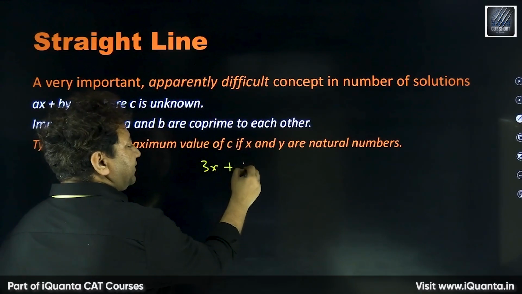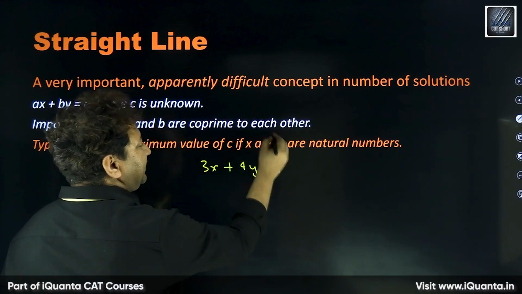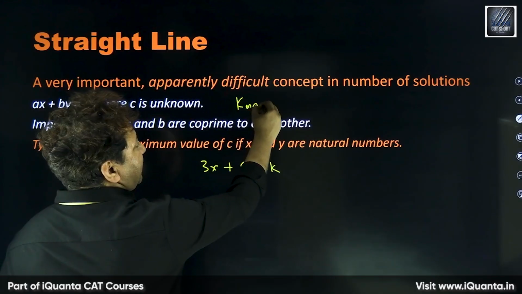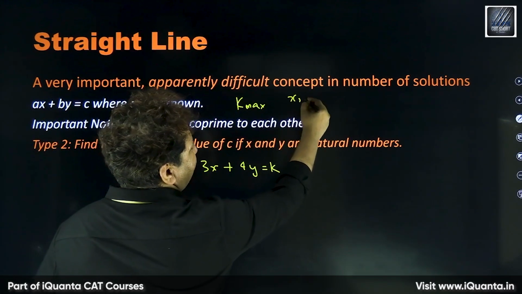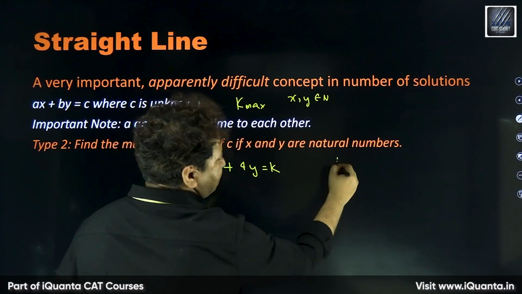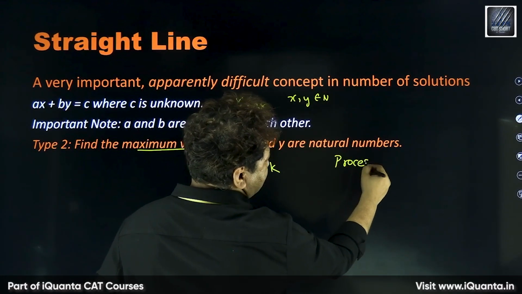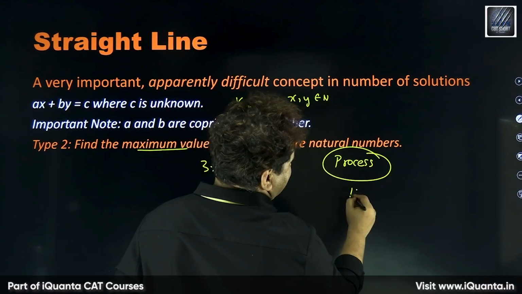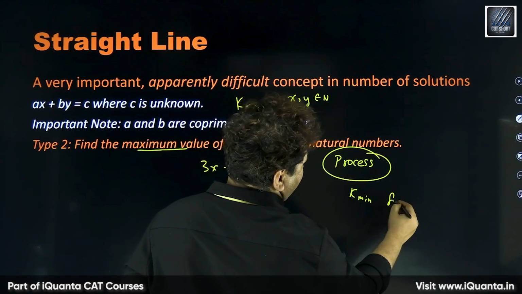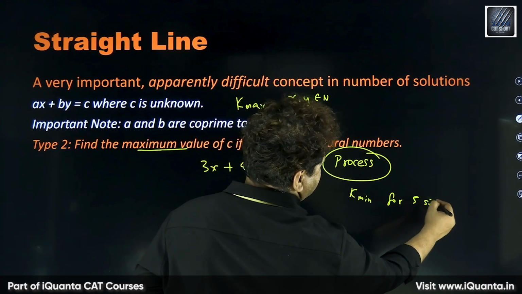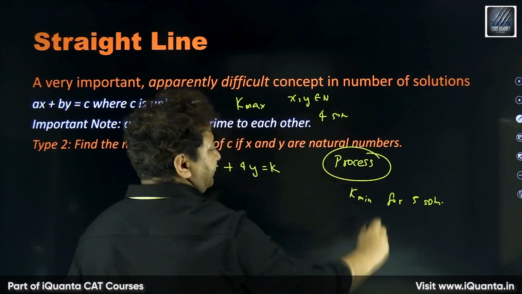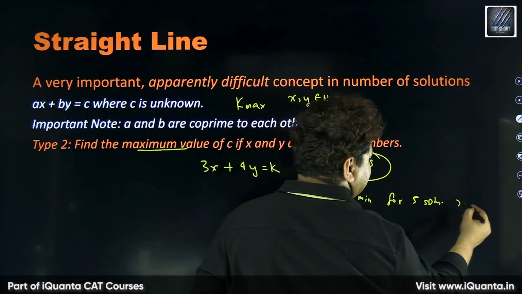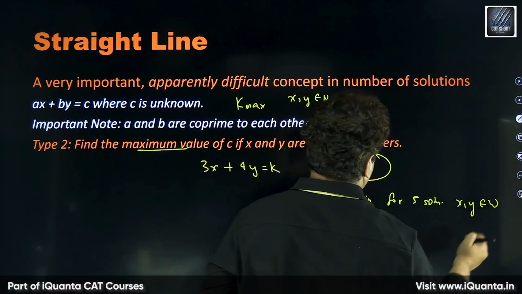3x plus 4y is equal to k. I need k max when x and y belong to natural numbers. Here is the process. Find k min for 5 solutions. Here we needed 5 solutions, all right? 5 solutions where x and y belong to the set of whole numbers.